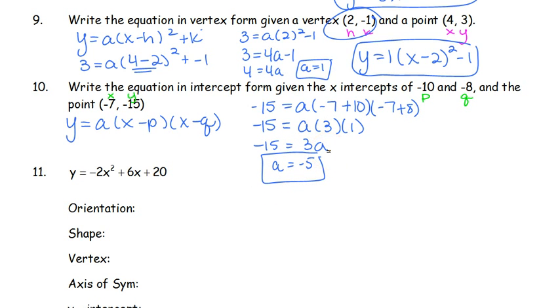Just like the last one, we only have x's and y's in the answer. So we've got y equals, we found that the a value was negative 5, that's what we just did. X minus your intercept, minus a negative 10 gives you x plus 10. X minus q, minus a negative 8 means it's going to be x plus 8.